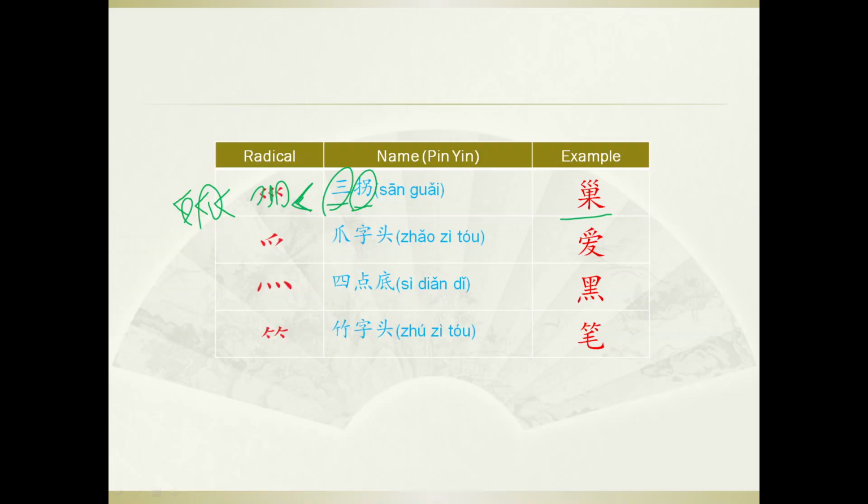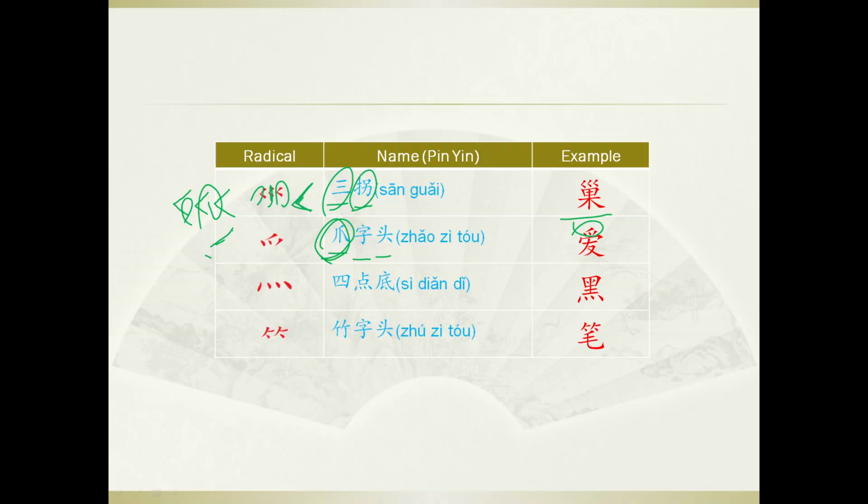Next radical, 爪字头, claw, paw. So this radical looks like this word and like a claw, and usually sits on top of a word. Let's write it. Left diagonal, we make it a bit flat. Outline on it, right dot.